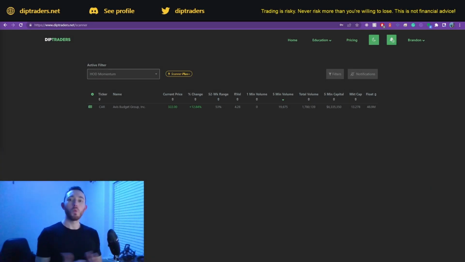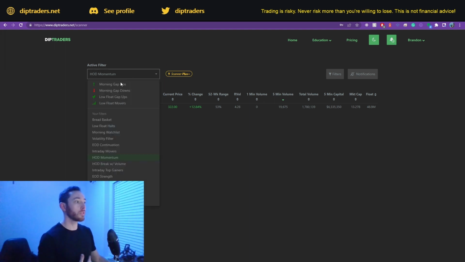So step number one, how do we find the stocks that can make these massive moves? Many people call them momentum stocks. I'm going to show you this particular stock was identified in pre-market. So I already knew that this one had potential in the pre-market. And to do this, I'm using the diptraders.net scanner. So this is free to use. And actually one of the default filters is the low float gap ups. So this is what I use during pre-market to identify which stocks have potential at the open. And I just create a watch list of those going to the open.